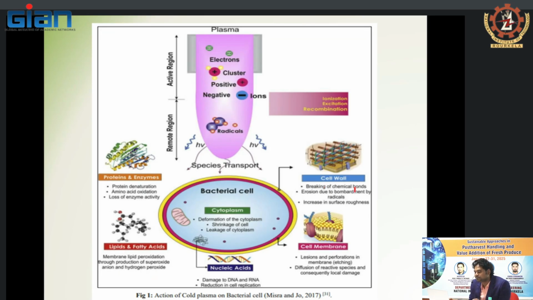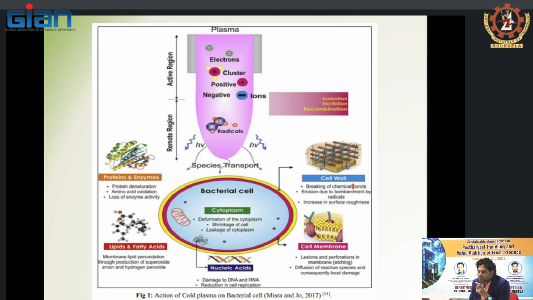And we have cell wall breakdown. Cell wall breakdown is one of the common characteristics of plasma when it is exposed to fresh fruits or fresh food material. It may break down the cell wall, breaking chemical bonds, or you can see etching or erosion of cell wall components by bombardment of free radicals over the surface. It increases the surface roughness.